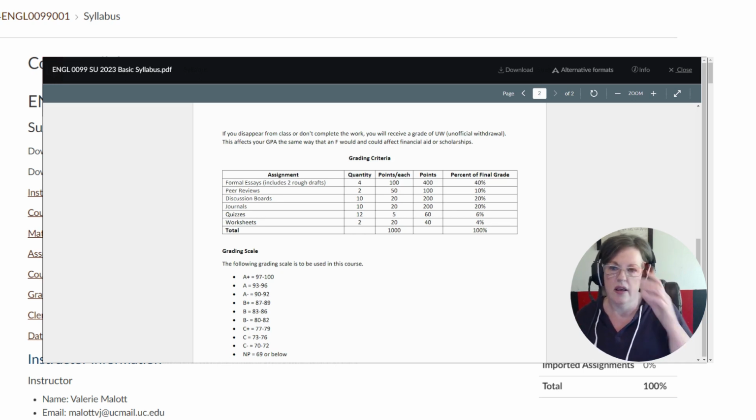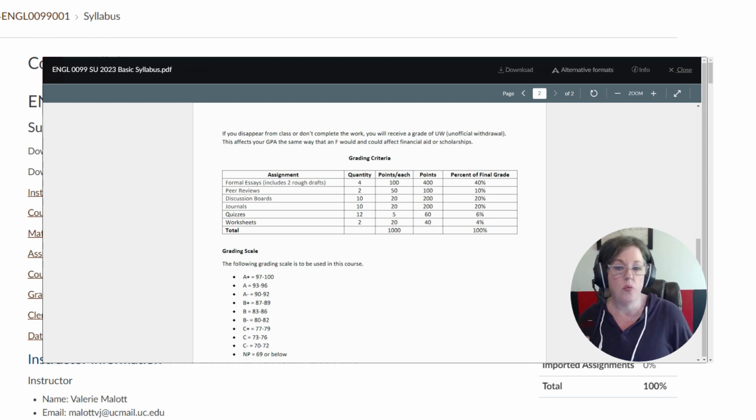You also will be required to do 2 peer reviews. Those will be 50 points each, making up 10% of the final grade. You will have almost weekly discussion boards, 10 of them, actually 11 of them, but 10 of them totaling 200 points, comprising 20% of the final grade. You will have almost weekly journals. Again, 10 of those totaling 200 points or 20% of your final grade.